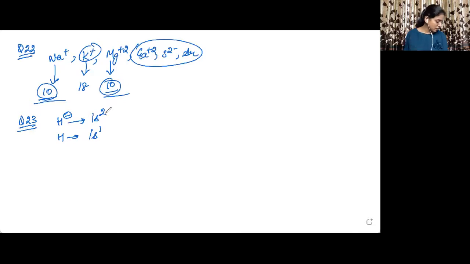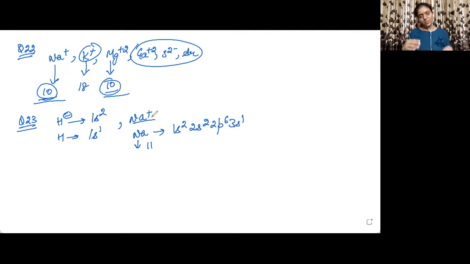Okay, then next is Na positive. If we consider sodium, its atomic number is 11, so the configuration is 1s2, 2s2, 2p6, 3s1. Now, because it has a positive charge, this means the outermost electron has been removed. So this will not be there. So the electronic configuration of Na positive will be 1s2, 2s2, 2p6.